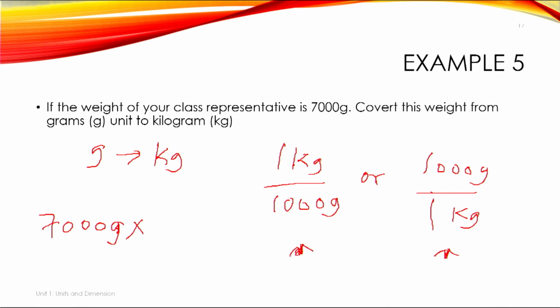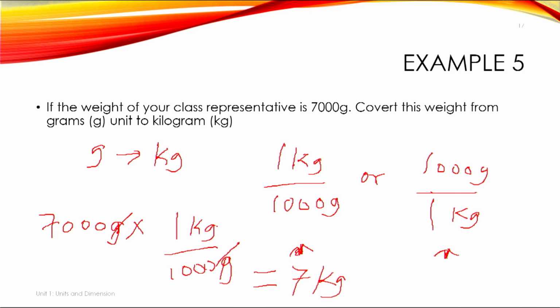Alright, so the right conversion factor will be any conversion factor that will eliminate the gram to give us kilogram as the question requires. So we multiply 1 kilogram divided by 1,000 gram. So you know what's going to happen? Grams cancel gram, and now we are left with kilogram. And 7,000 times 1 is 7,000 divided by 1,000. So our final answer is what? 7 kilogram. So good. We are moving.